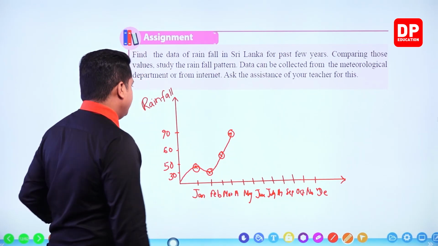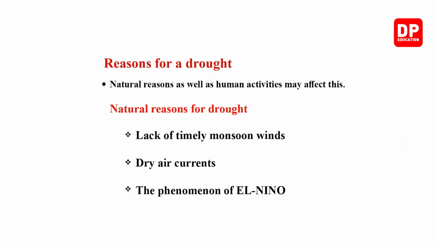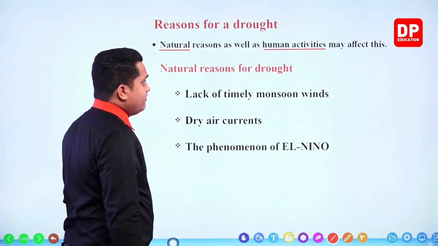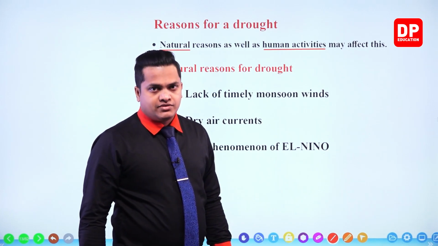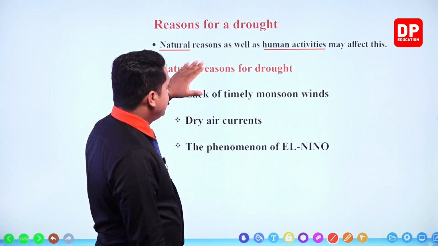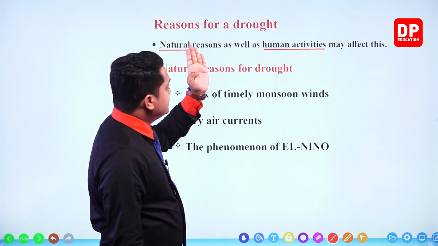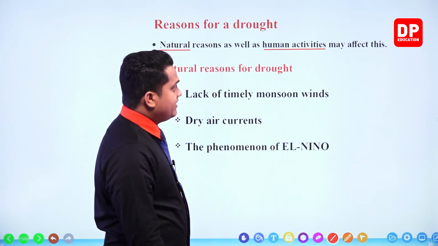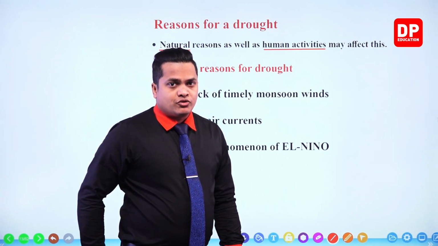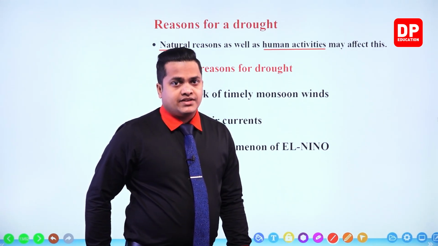Okay. Right then. So now we are going to discuss reasons for drought. So I told you that, my dear children, there are two main reasons for the occurrence of drought. Those two reasons are natural reasons and as well as what? Human activities. So both of these things will affect or will create droughts. So as you can see, it is given that natural reasons as well as human activities may affect this. There are natural reasons and also human activities that is going to affect the drought.